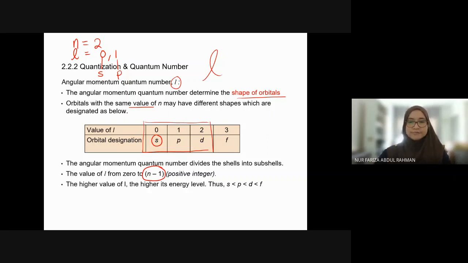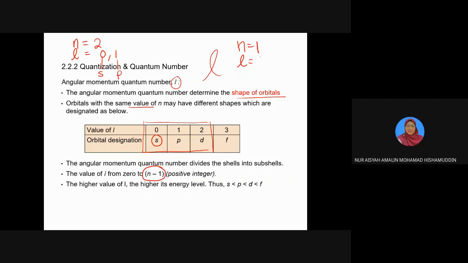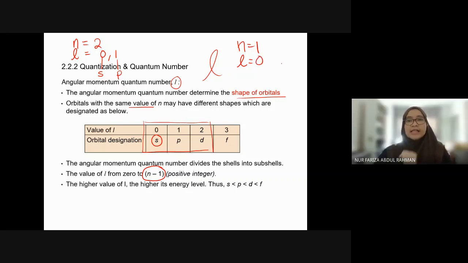Okay, all right. Let's try if n is equal to 1. Then what will be the value of L, guys? 0. Yes, that's good. The value should only be 0. So if n is equal to 1, there is only an S orbital. There's no P, D or F orbital. So there is only S orbital.